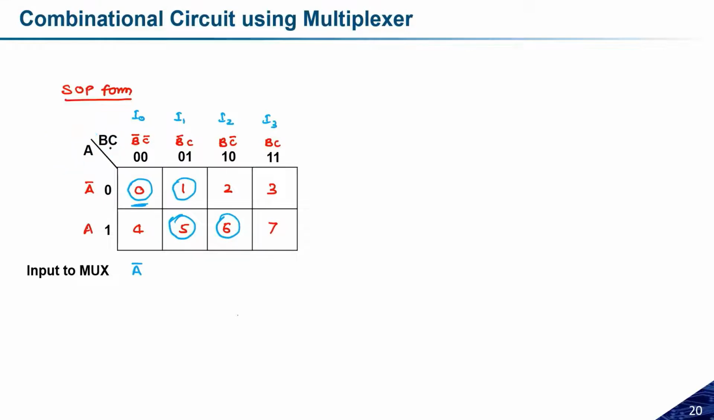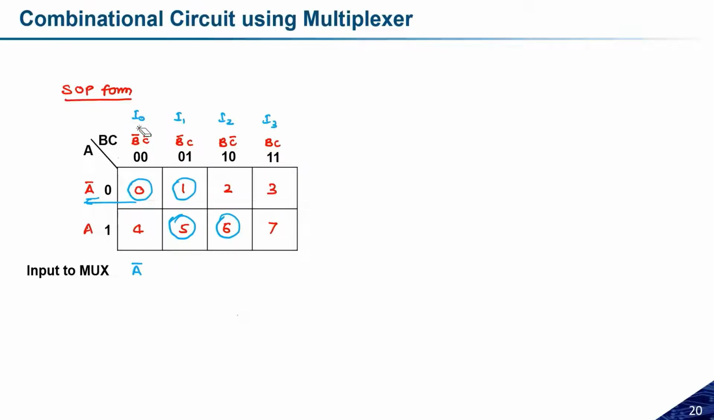Whatever variables we have kept in the columns, in this direction, these two, or however many there are, will be considered as the select lines for the multiplexer. So B and C are the select lines, and the variables available on this side will be considered as the input side. So BC will be connected to the select line, and A will define the input. That is why we are talking about what the input will be. If the upper part is encircled, then A bar, because this is associated with A bar, will be connected to I0.